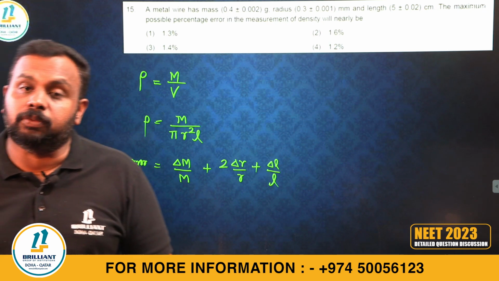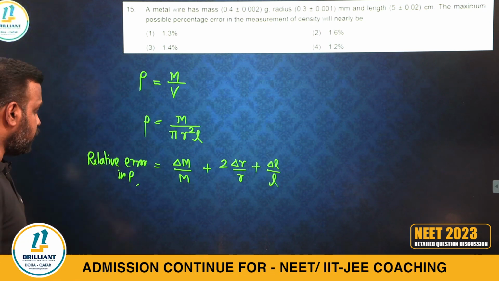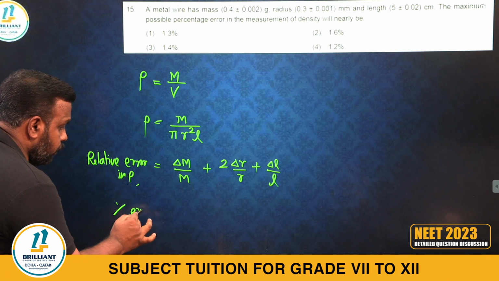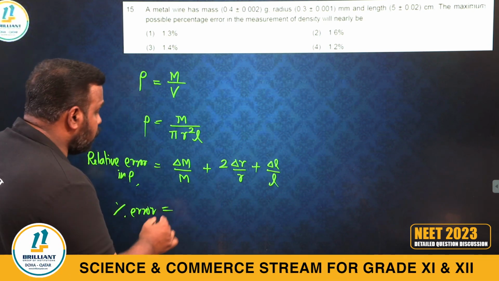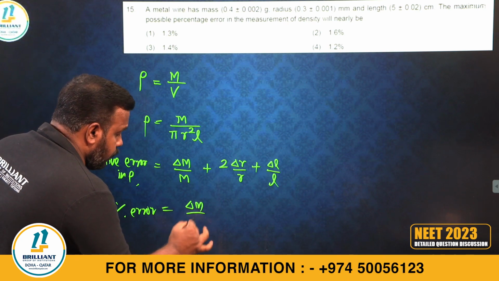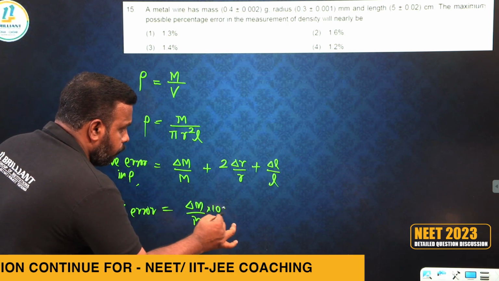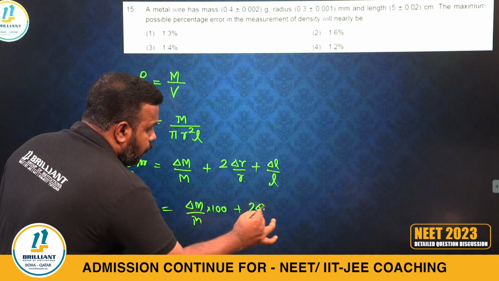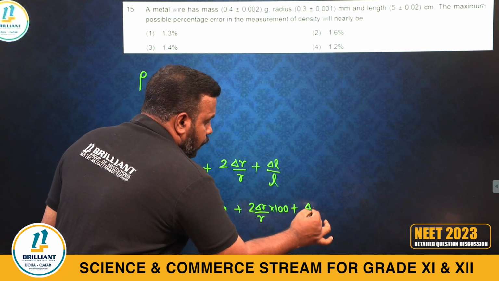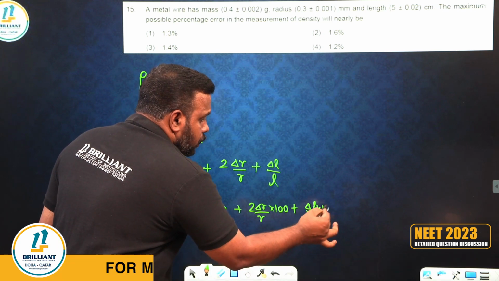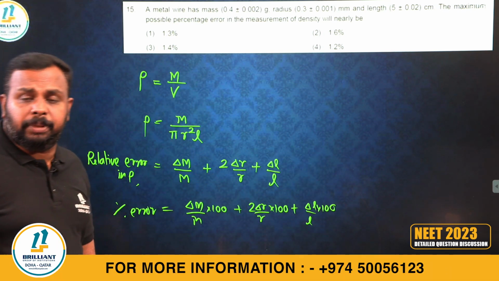Remember, this is which error? Relative error. But they're asking what? Percentage error. How do we find percentage error? Percentage error means into 100% only. So we need to multiply all the terms by 100. So look at this: delta M by M into 100, plus 2 into delta R by R into 100, plus delta L by L into 100, into percentage. I mean this much of percentage. This will be the result.